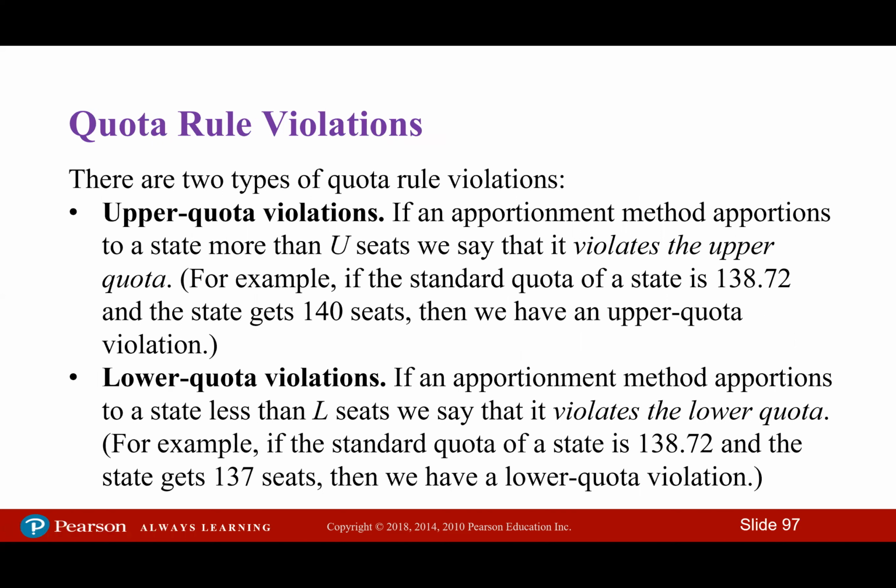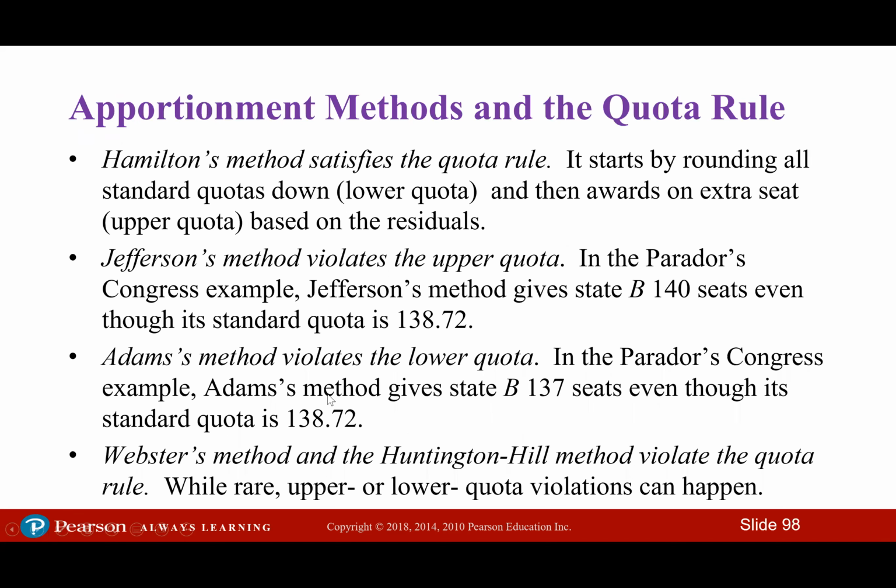The lower quota seems to kind of say the same thing. If you're 138.72, lowest you can go should be 138. You should never have a calculation that gives you 137. So the Hamiltonian method satisfies the quota rule. It starts by rounding all the standard quotas down, which is lower, and then awards the extra seats according to the largest remainders. The Jeffersonian does violate it. The Adams method violates it, and the Webster-Huntington method violates the quota rule very, very rarely, just the way it's made.